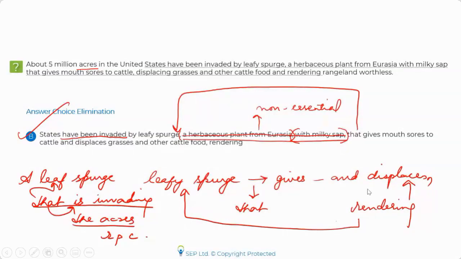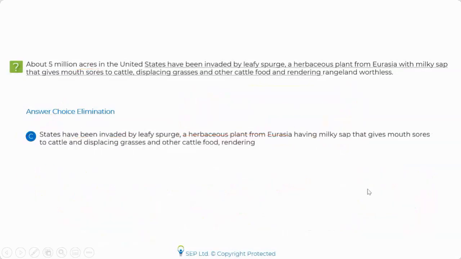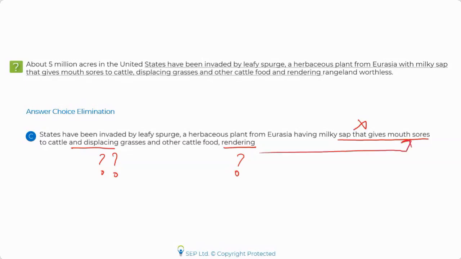So let's quickly move to C, guys. Here we are saying same problem. Sap that gives mouth sores. This is wrong. And displacing. What is it parallel to? God knows. And then you again have rendering here. What is rendering modifying? Because we don't have a verb next to it. The verb that is there is this one. So that means the sap is rendering the rangeland worthless, which means C is out.